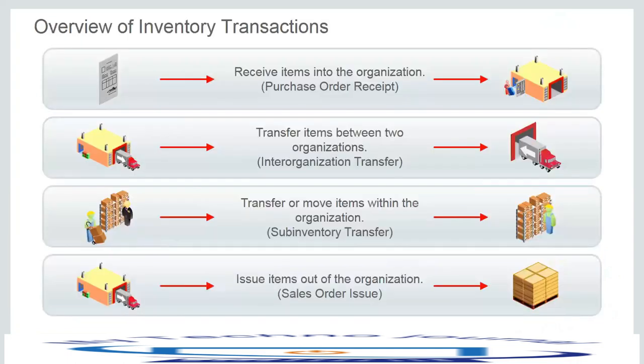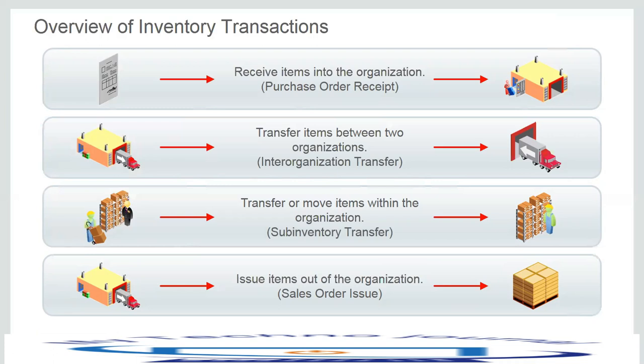So what is an inventory transaction? An inventory transaction basically refers to an item's movement into, within or out of inventory. Whenever a transaction takes place, it changes the quantity, the location, the planning responsibility, and the cost of the item. Oracle Fusion Inventory Management supports a number of predefined and user-defined transaction types.